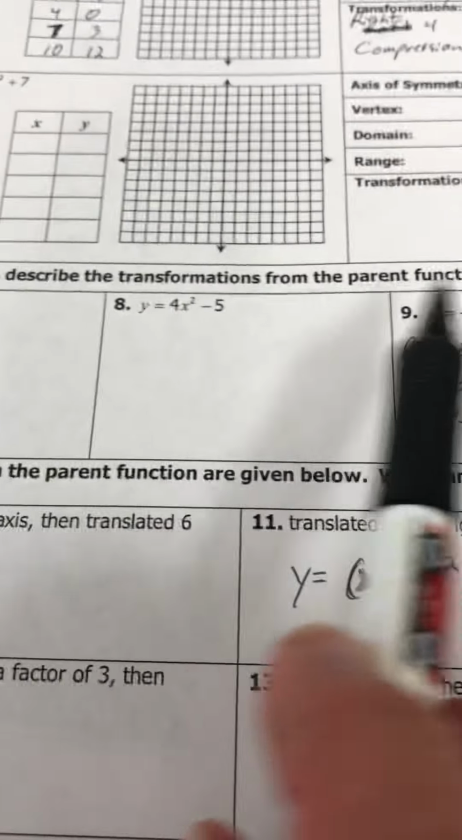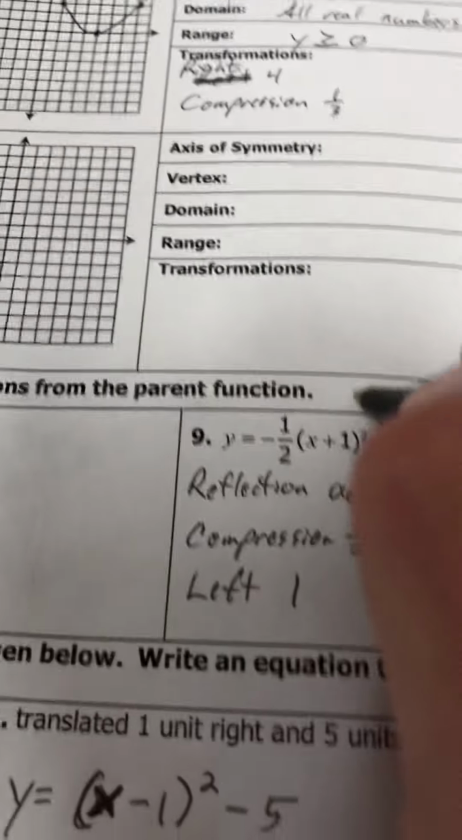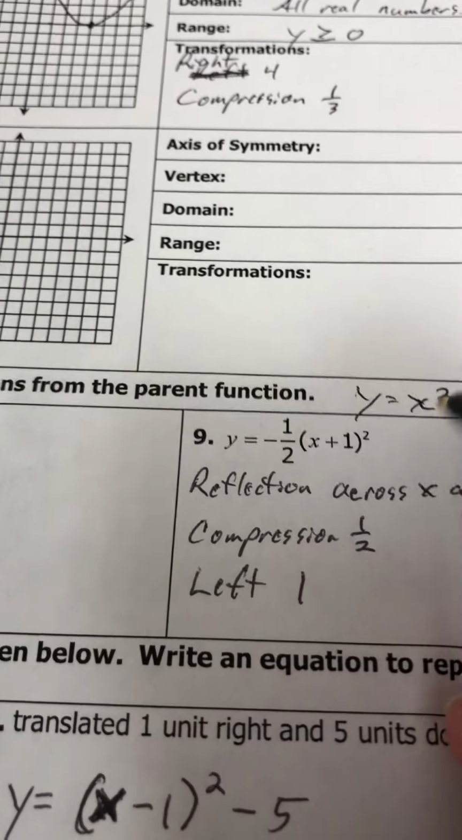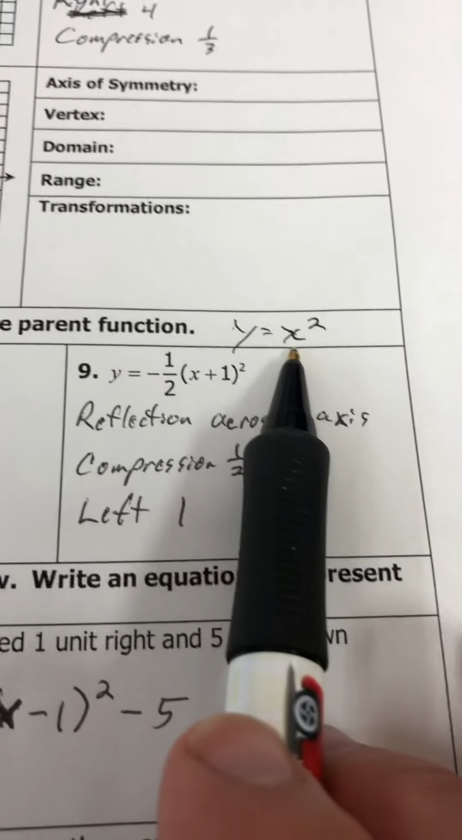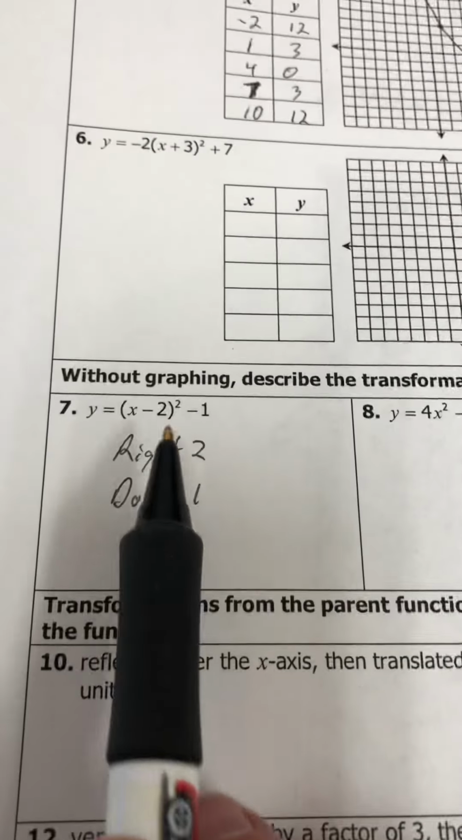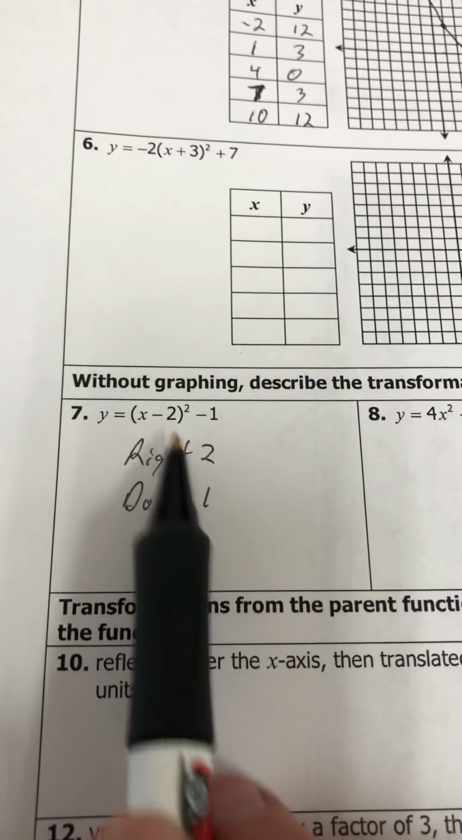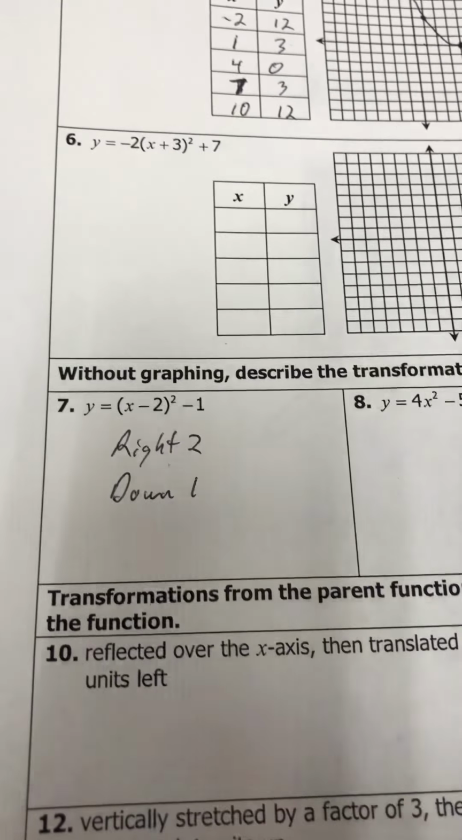Take a look at number 7. Without graphing, describe the transformations of the parent function. Once again, the parent function is y equals x squared. And you could plug this one into your calculator, or Desmos, and you can compare that to the parent function y equals x squared. And you'll notice that this went to the right 2, and it went down 1.